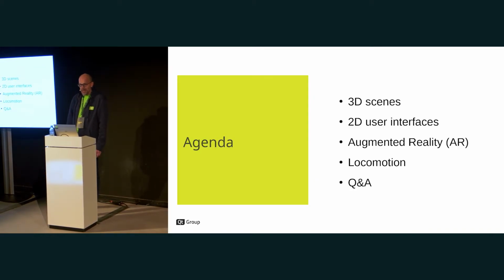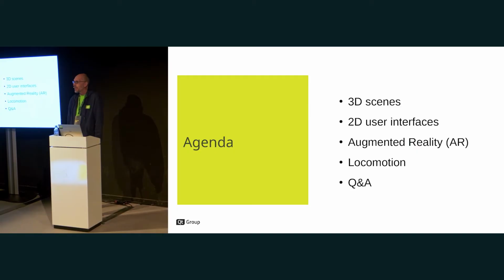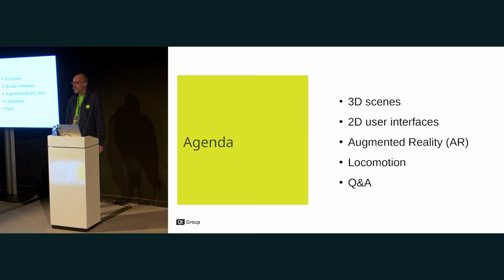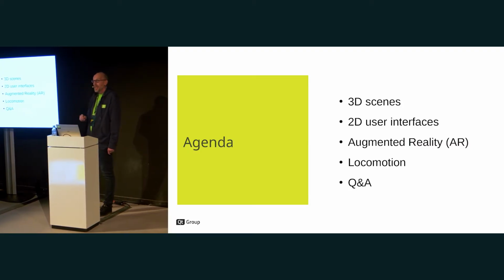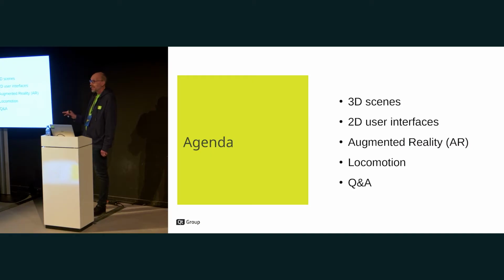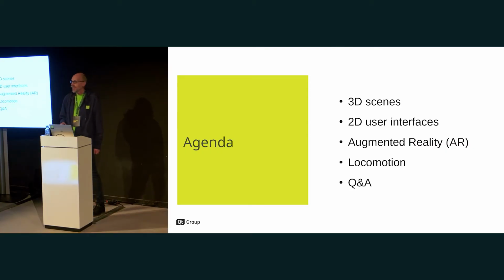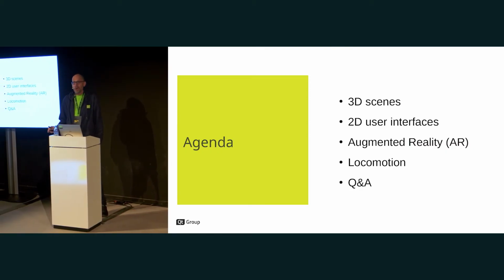So, the agenda for this talk, we're going to start with showing how to create 3D scenes in XR. Then we're going to look at adding 2-dimensional user interface, QML, standard Qt controls, things to an XR application. Then we're going to look at augmented reality or AR. Finally, we're going to look at how to do artificial locomotion. And then we're going to end up with a question and answer session. So please save your question for last.